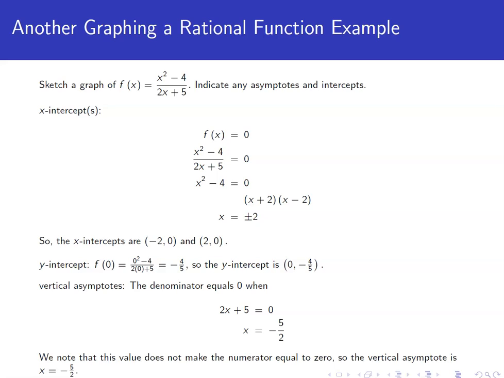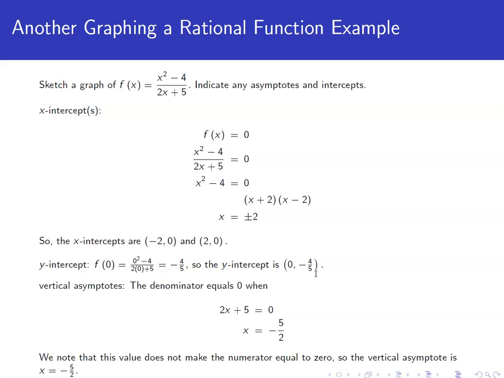For x-intercepts, we'll set the function equal to 0. The function is 0 when the numerator is 0. The numerator factors as x plus 2 times x minus 2, and I forgot the equals 0 on the end here, which is why it's out of line. But that's equal to 0 when x is plus or minus 2, so the x-intercepts are (-2, 0) and (2, 0).